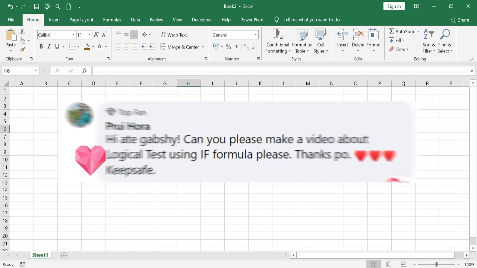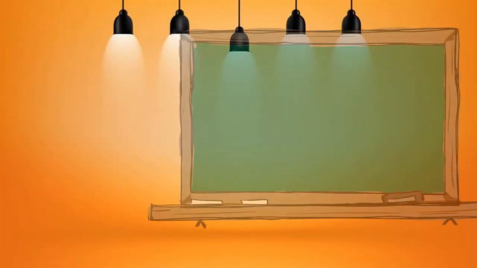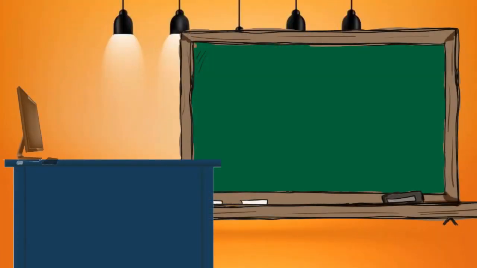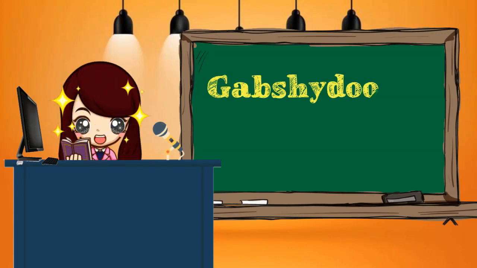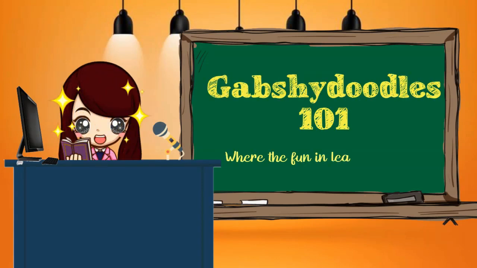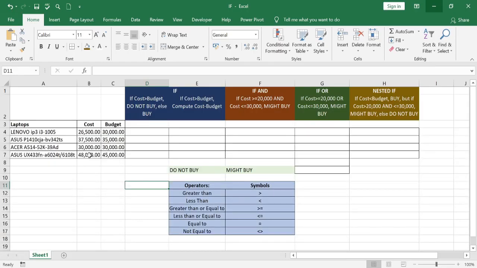So let's get started! We're here in the ifs sheet, okay? We're gonna run through the following: the if and, if or, and nested if.